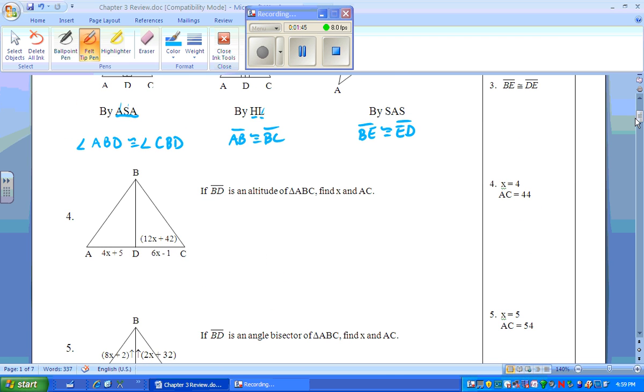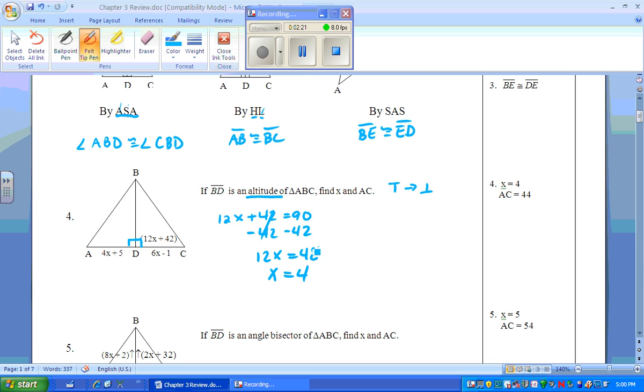Moving on, question 4, we say altitude. You have to think to yourself, altitude. Remember, we said the T in altitude is like the upside down T for perpendicular, and perpendicular causes right angles, so that's right angles here and here. And we know right angles equal 90 degrees, so you can set the 12x plus 42 equal to 90 and solve. Minus 42, 12x is equal to 48, so x equals 4.